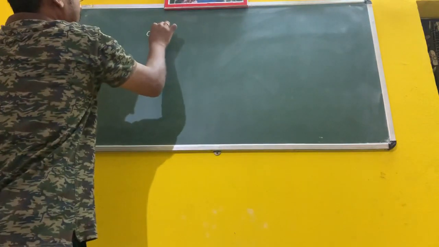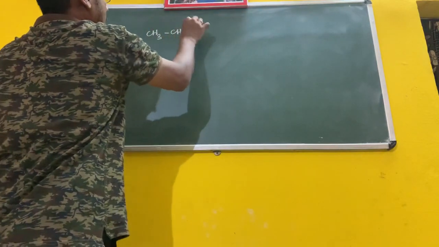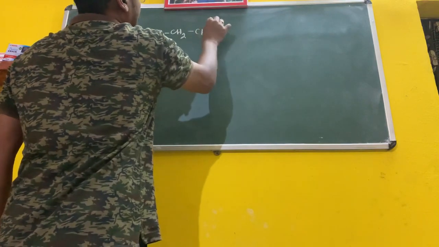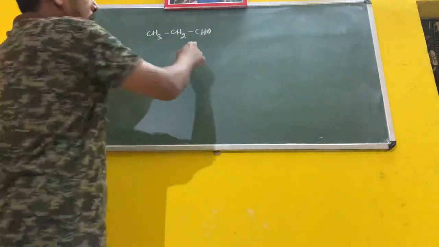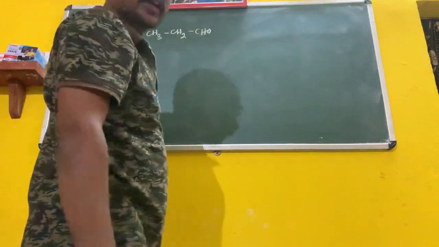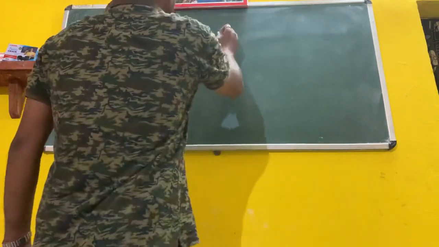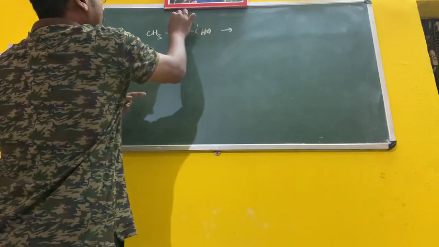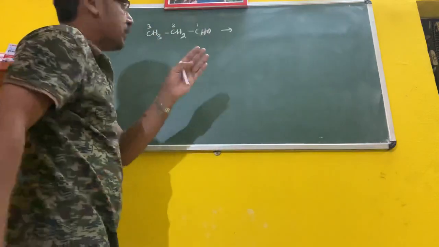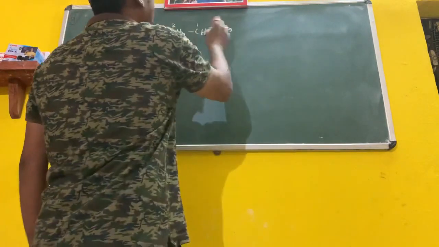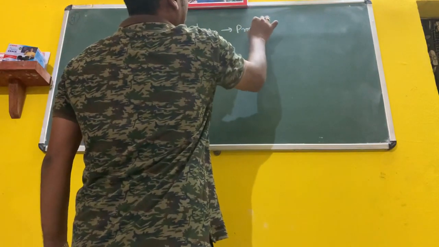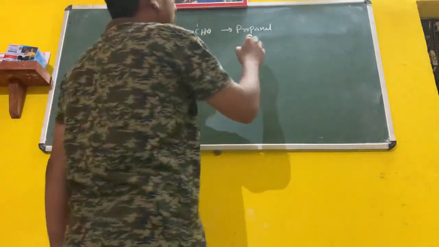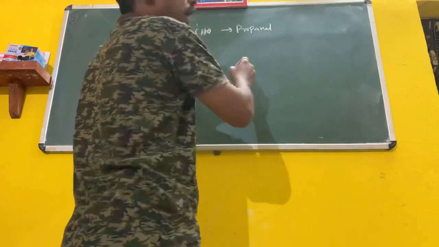Suppose CH3CH2CHO. What is the name? It is an aldehyde, so the suffix is "al". It is named by counting 1, 2, 3, where the carbon atom of the functional group is also counted. So it is propana. The E of propane will be removed because there is another vowel, A.